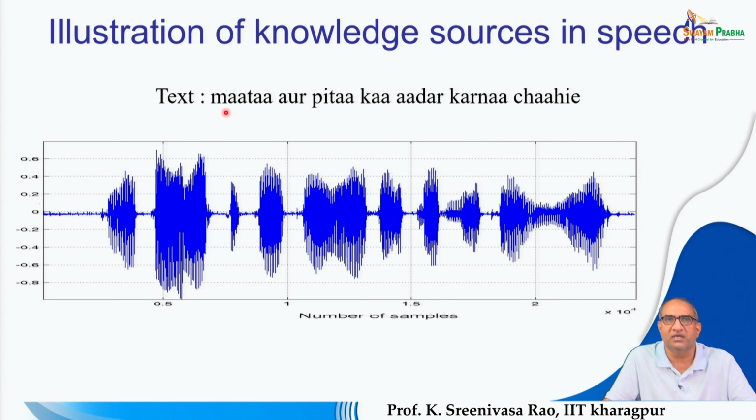And if you count the number of syllables, here the syllables mean: ma is 1 syllable, ta is 1 syllable, aur is 1 syllable, p is 1 syllable, ta is 1 syllable.